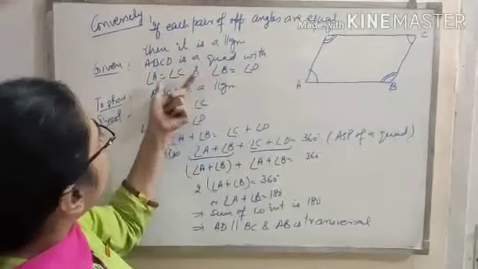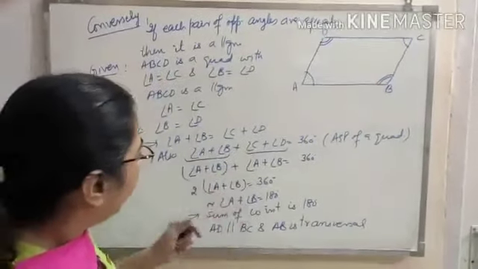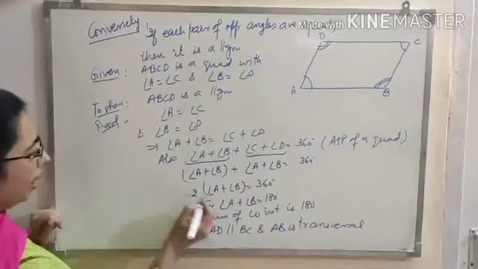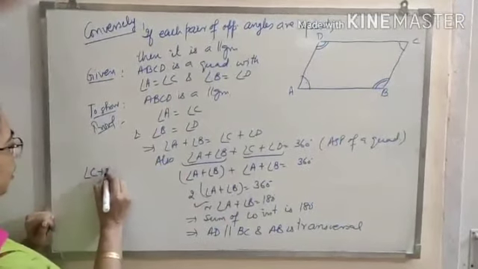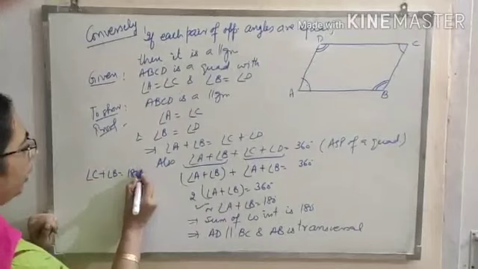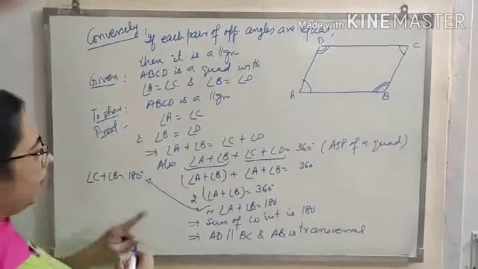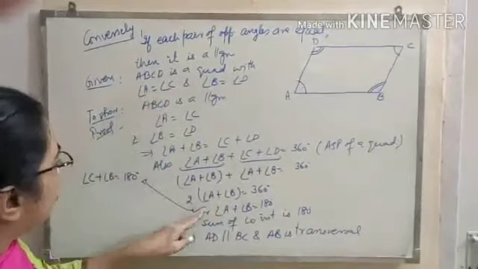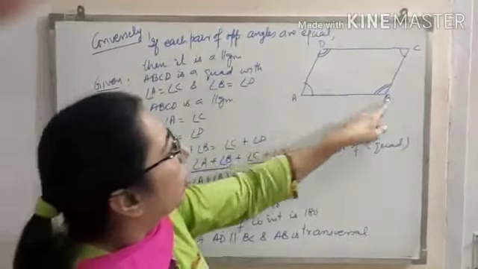Now it is given to us that A is equal to C. So I can replace A by C. Angle C plus B is equal to 180 degrees. You can see, because A is equal to C, I can replace it, so C plus B is equal to 180 degrees.